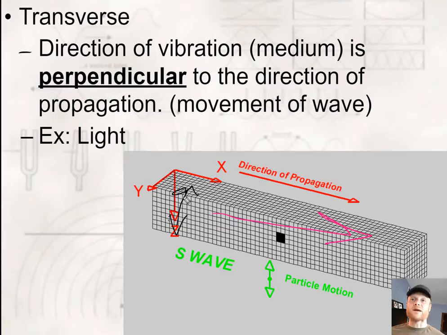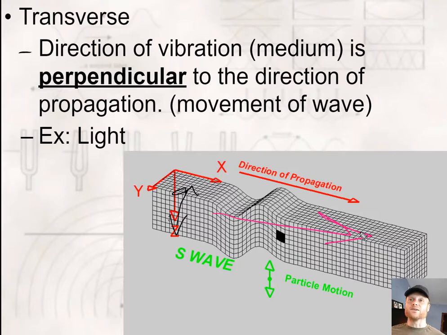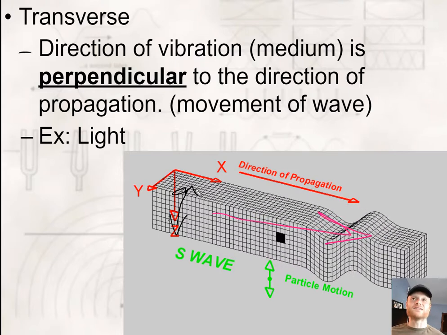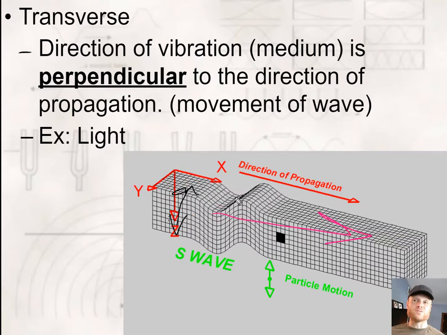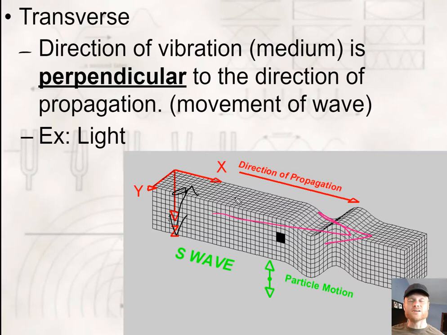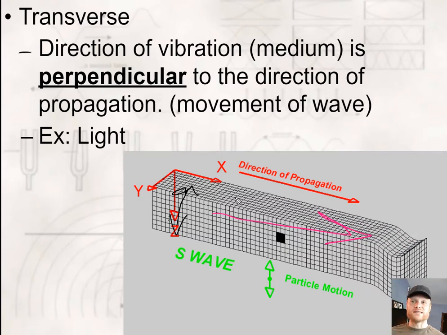So my black arrows are drawn vertically, my magenta colored arrow is drawn horizontally, and this makes a 90-degree angle between one another, which is the definition of perpendicular. You have the vibrations moving perpendicular to the direction of propagation, and that by definition is what a transverse wave is. An example of a transverse wave would be something like light.